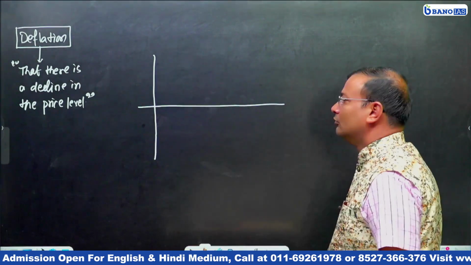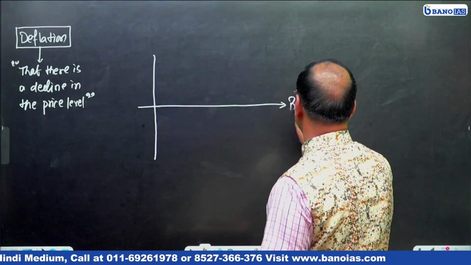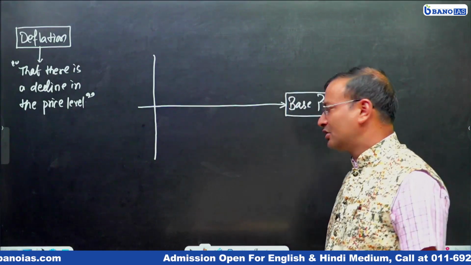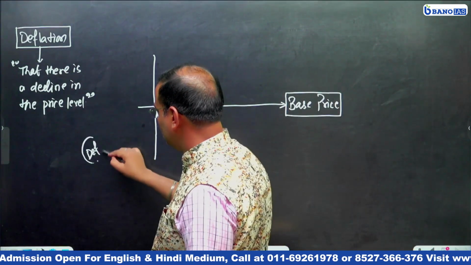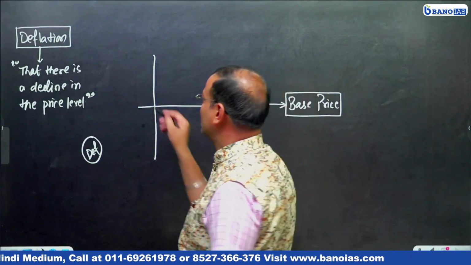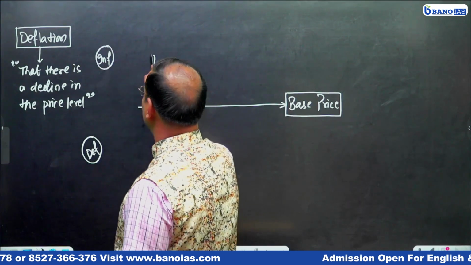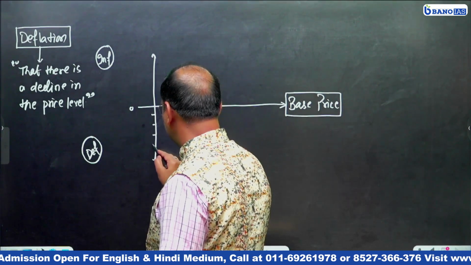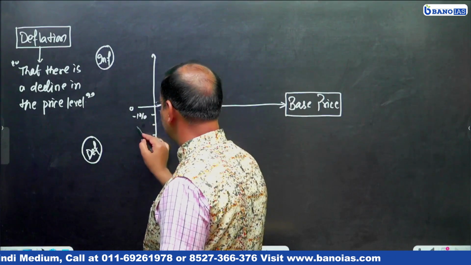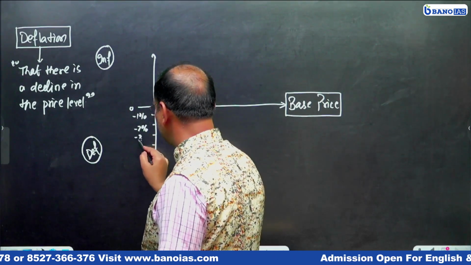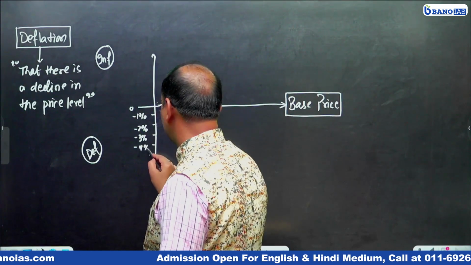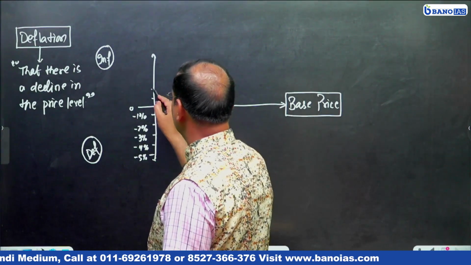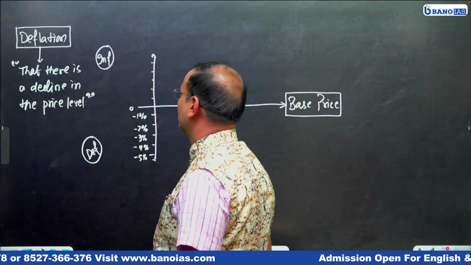I'm drawing something. Watch me carefully. This line is representing the base price. This is a little bit technical, but very interesting, because you will be able to understand this. Below the base, this side is representing deflation, and above is representing inflation. Here stands 0. Below this: minus 1%, minus 2%, minus 3%, minus 4%, and minus 5%. Above this side is representing inflation, so there will be a rise with the sign of plus.